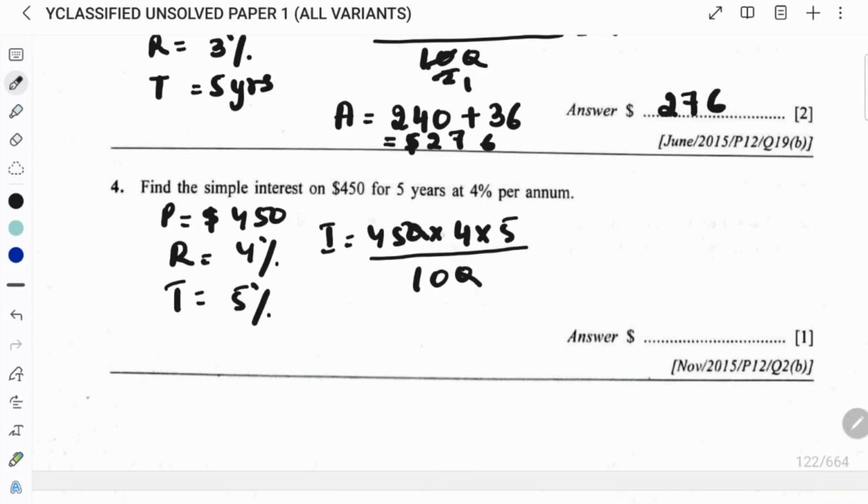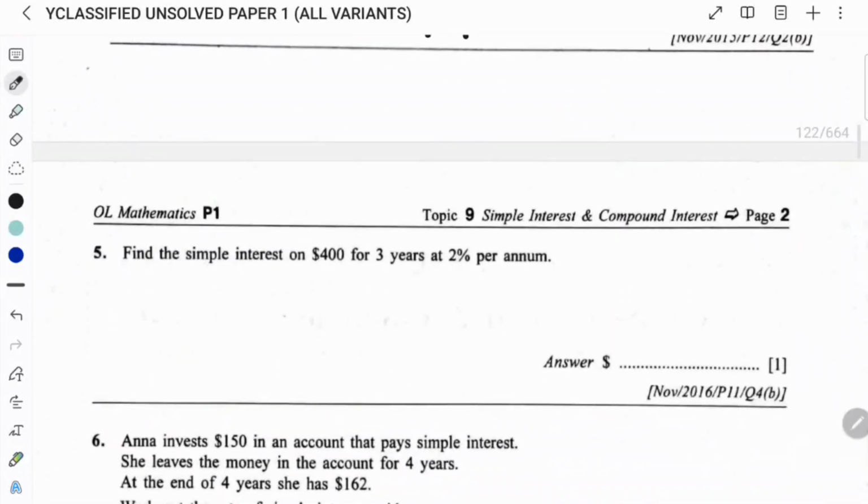Cancel 1 zero. Now 2 times 2 is 4, 2 times 5 is 10, 5 ones are 5, and then you will have 2 remaining and 45 remaining. 45 times 2, which is $90, is the interest you will get after 5 years. $90. Now question number 5, find the simple interest on $400.